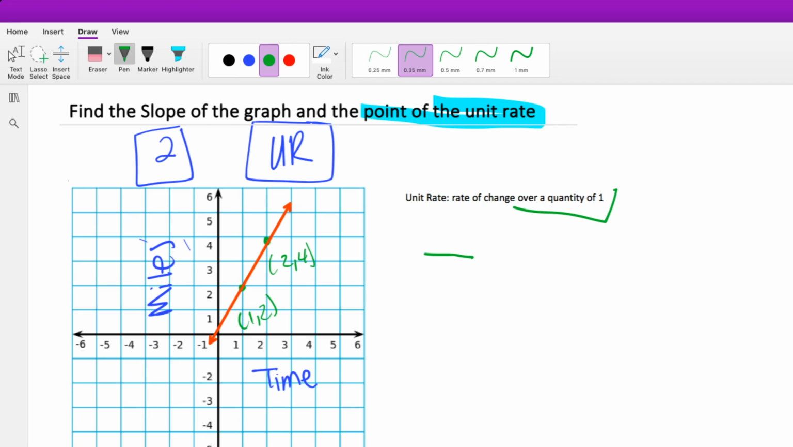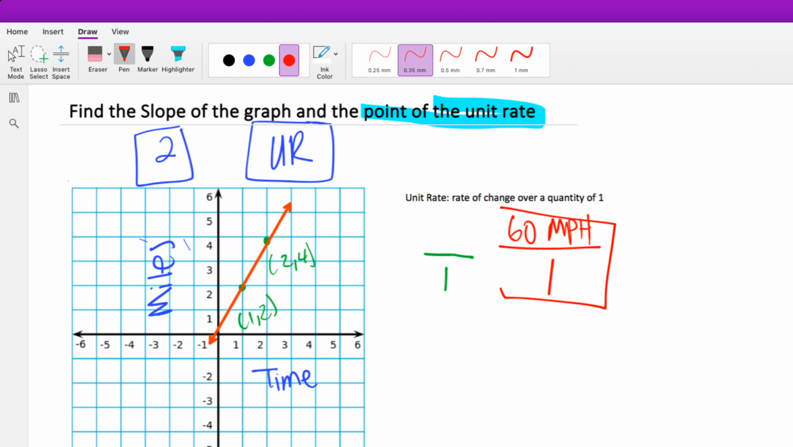So right here we have a little fraction bar, and I'm going to put the 1 under it because we know there's going to be something over the quantity of 1. Okay, let's say you got in the car and you drove 60 miles in 1 hour. 60 mph. If you drove 60 miles per hour, how many miles did you drive in 1 hour? Seems pretty easy, right? It's just 1. Okay, so this part right here would be a perfect unit rate. The unit rate would just be 60.